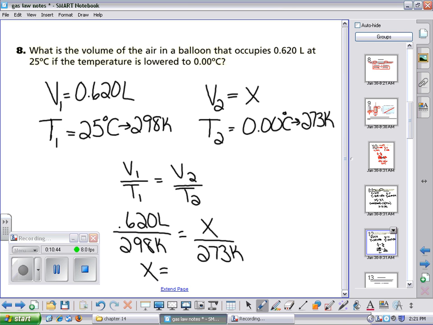So our answer is going to be, hold on a second, 0.620 times 273 divided by 298 is 0.568 liters. Watch your units. Volumes should be measured in liters here. Temperatures have to be measured in kelvins. Watch your units, and the big thing for Charles' law is it's a direct relationship, and that temperature has to be in Kelvin when you plug it into the equation.